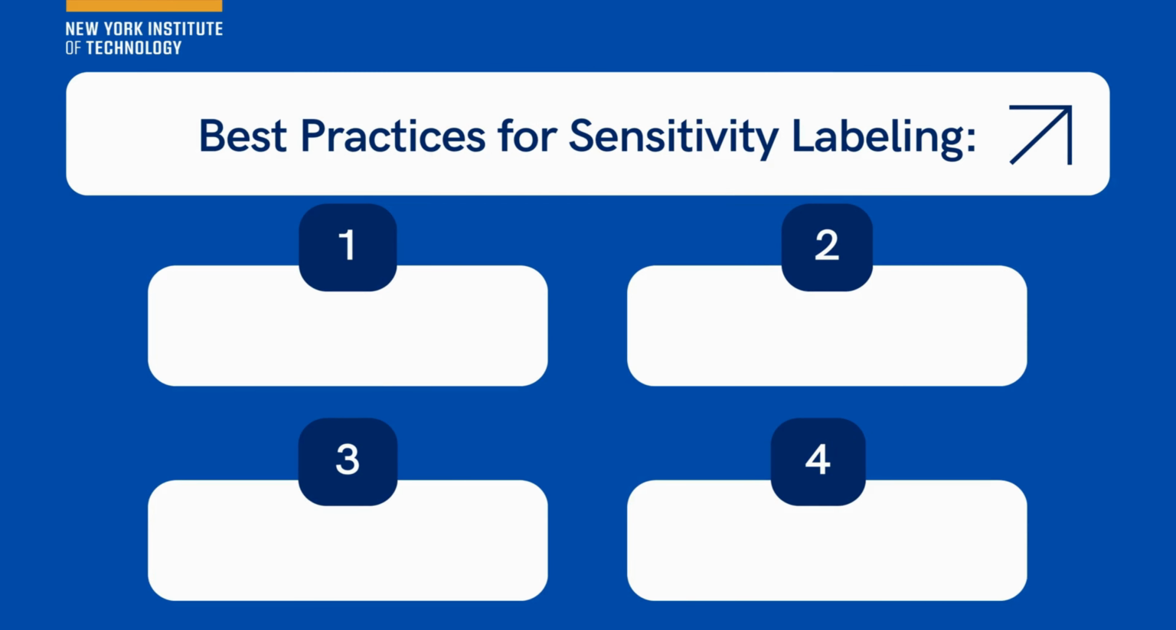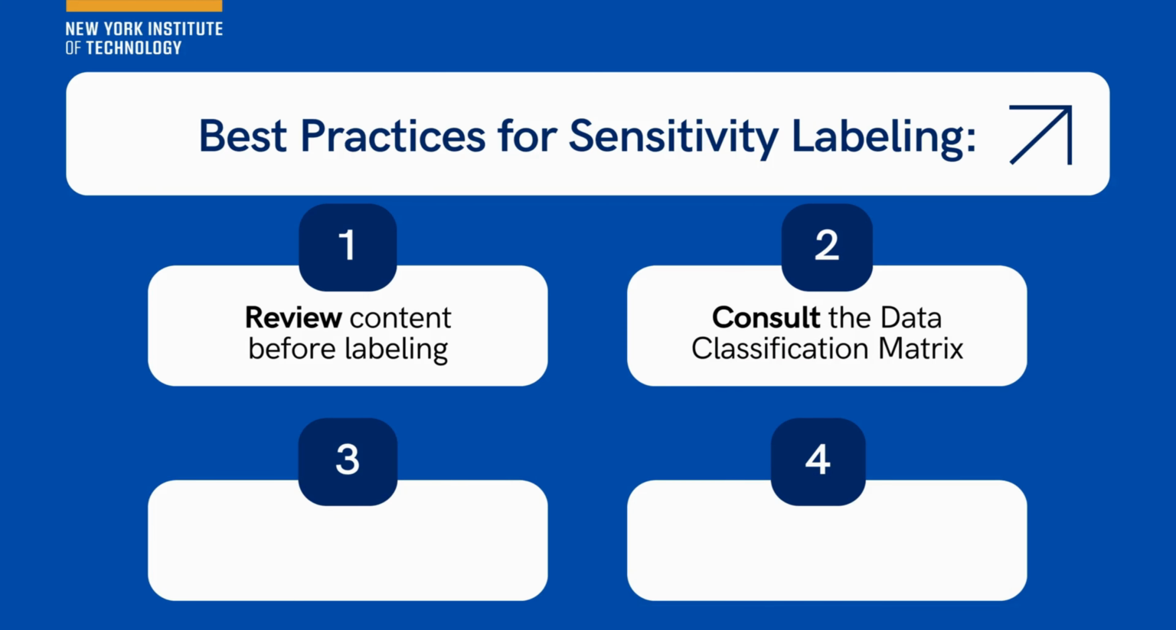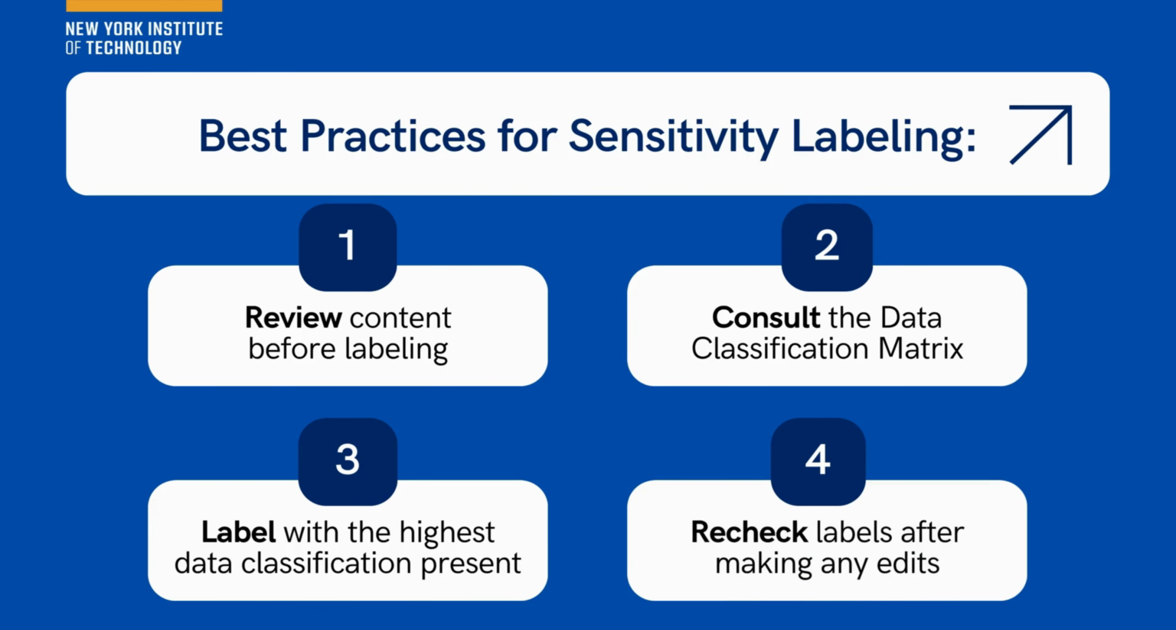Here are some best practices to keep in mind when labeling data. Always review the content before labeling and ask, what could happen if this data were disclosed? Consult New York Tech's data classification matrix if you are uncertain about which label fits best. If documents contain mixed data types, always label for the highest classification present. Recheck labels if you edit content or add new data that changes the sensitivity level.